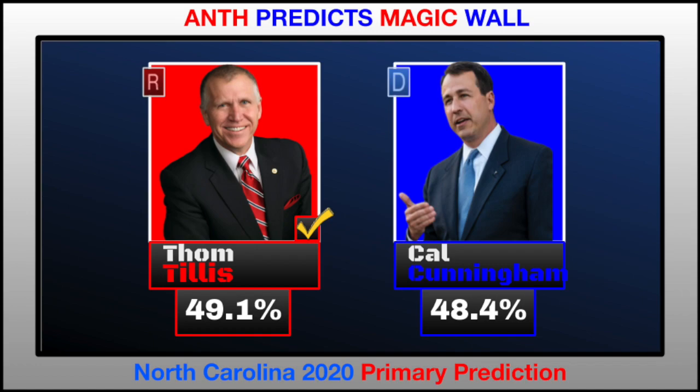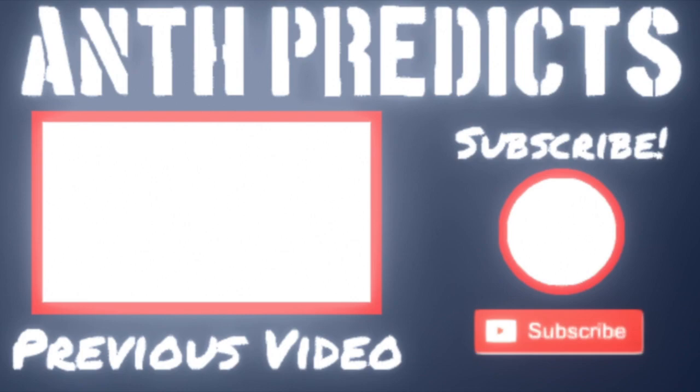But yeah, I think Thom Tillis will beat Cal Cunningham. I think he will end up getting 49.1% to 48.4%. I think he will narrowly win here, and I think he'll go on to serve 6 more years in the Senate. So that is my election video for the North Carolina Senate race.